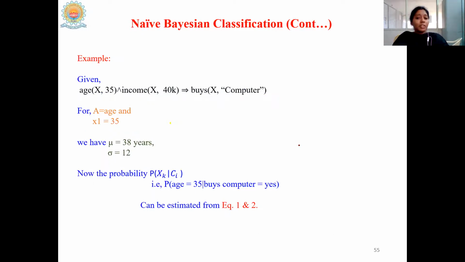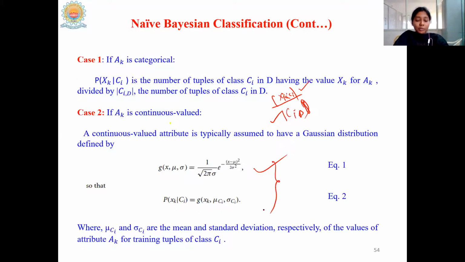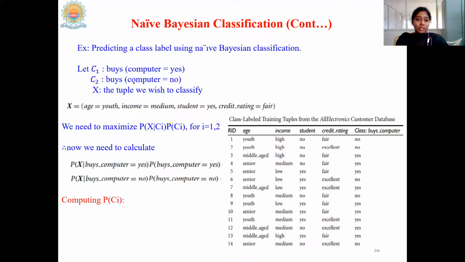So here is an example. Suppose for the attribute age the value is 35, and from the data set we obtain a mean of 38 for age and a standard deviation of 12 for age. We can obtain this by simply substituting these values in these equations, and we get the value of P(xk|Ci). So let's take an example here.